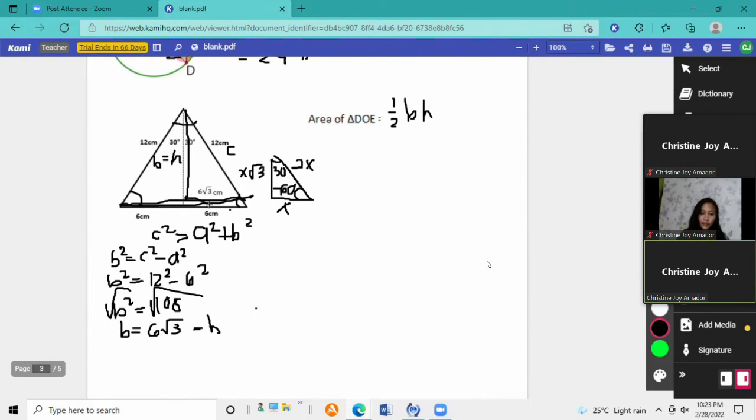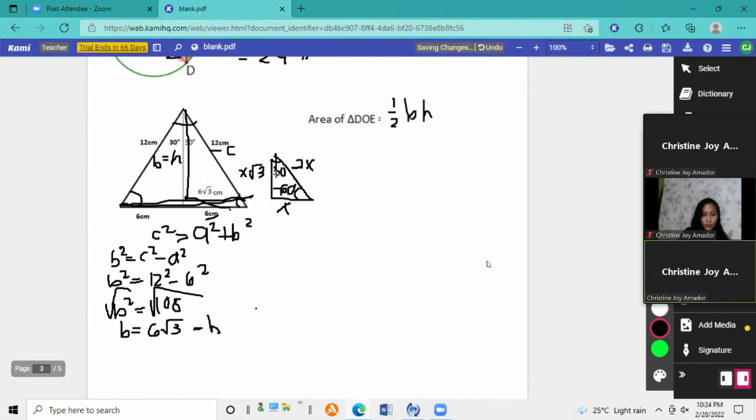And our x here, which is equal to this one, is 6. If our x is 6, then our hypotenuse is 2x, so 2 times 6 is 12. So our hypotenuse is 12, which is the same as here.